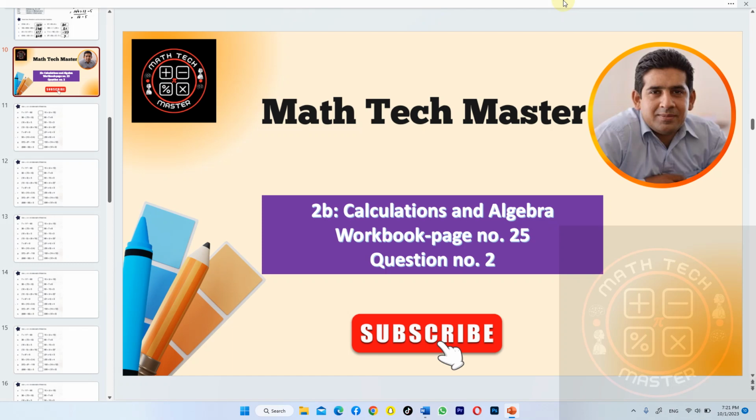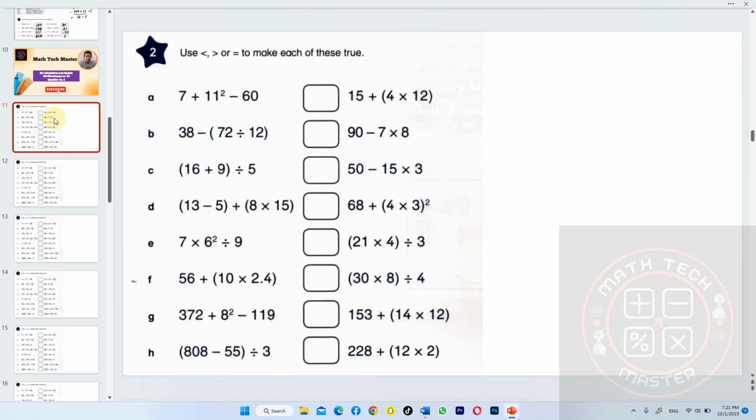Workbook page number 25, question number 2 will be covered in today's lesson. So without wasting our time, let's start our lesson and move to question number 2. In this question, we have to compare the two expressions and solve both expressions side by side in order to get our answer.